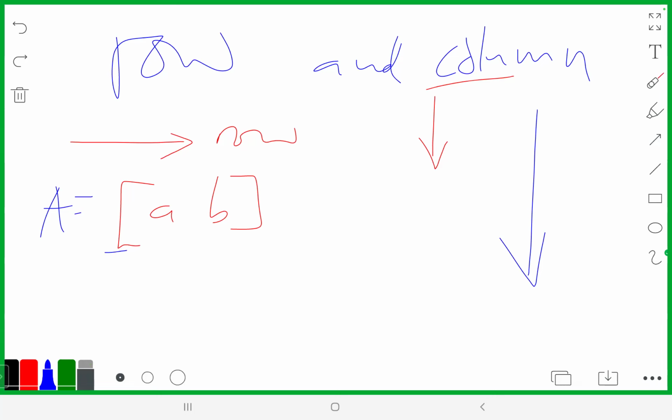Okay, you can count, you can see that there is only one row right now, that one line going to the right. So this is one by how many columns? There are 2 columns. So this matrix is a 1 by 2 matrix. Is that clear?